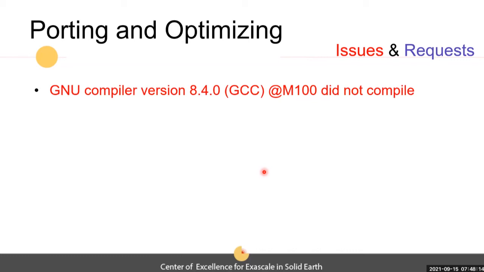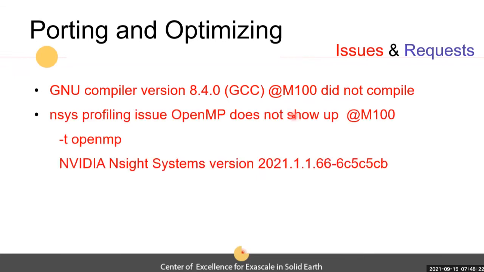I was unable to compile the code using that GNU Fortran compiler version on Marconi 100. The second issue was that OpenMP did not show up on Marconi 100 in the NC's profiling, even though we specify it with the -T OpenMP flag. Shineka is already aware of this issue that seems to happen maybe only in Power systems. Finally, more than an issue, is a request or desire that we have.